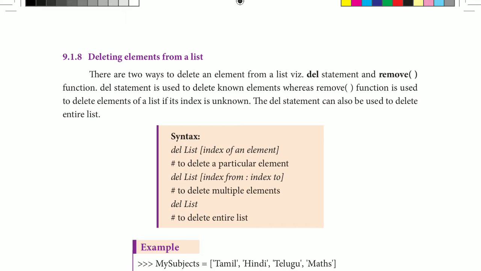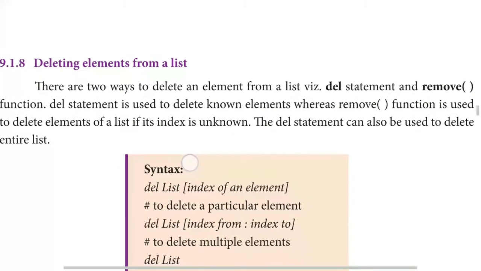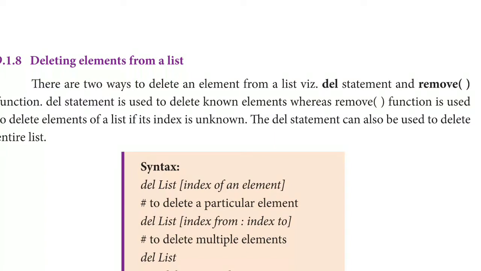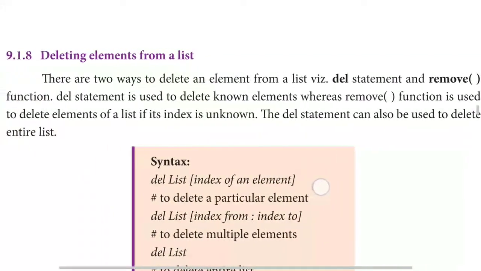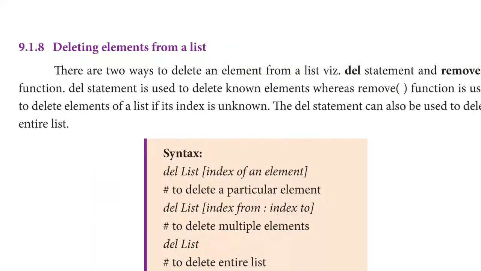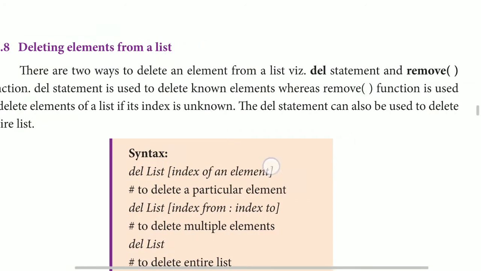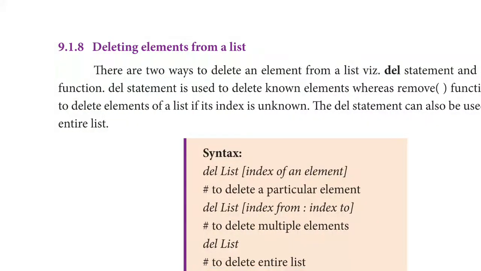There are two ways to delete elements from a list: the del statement and the remove function. The del statement is used to delete elements whose index is known, whereas the remove function is used to delete elements of a list if the index is unknown. The del statement can also be used to delete the entire list.